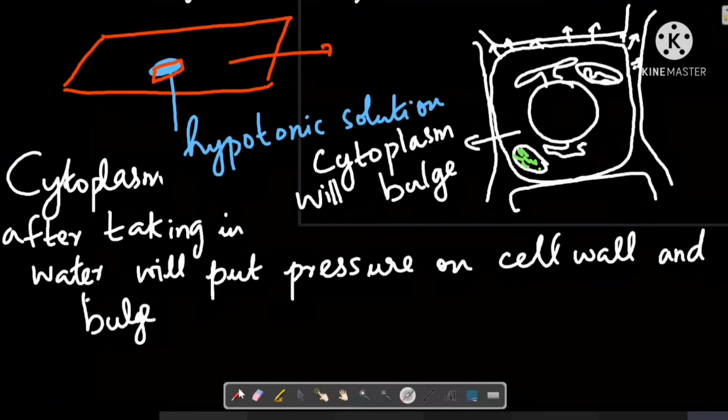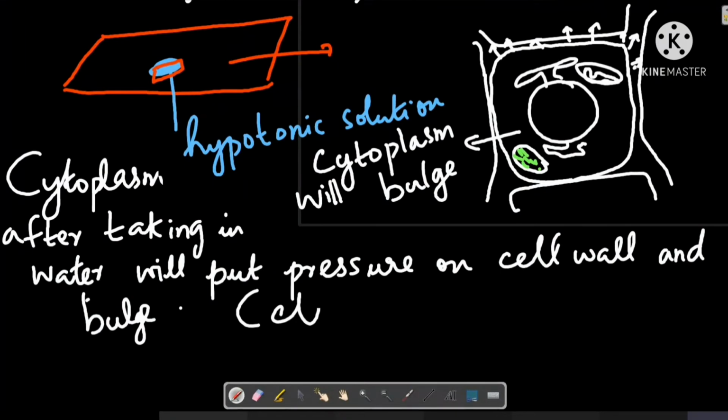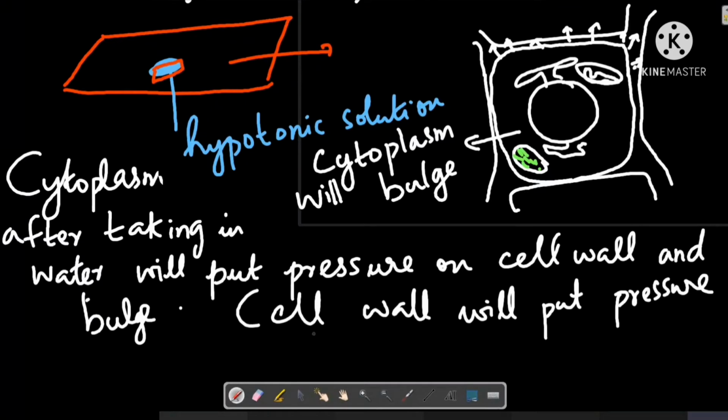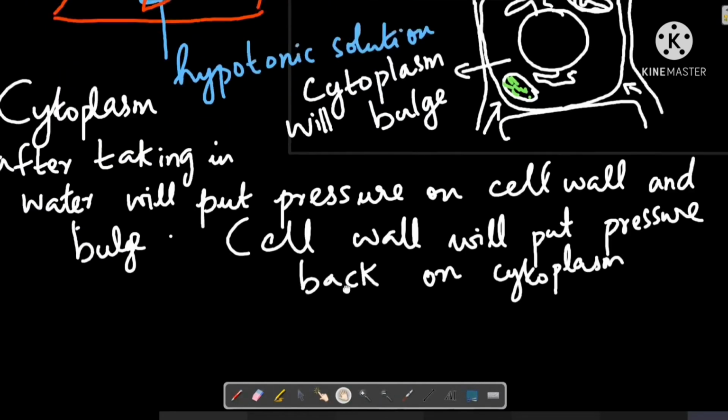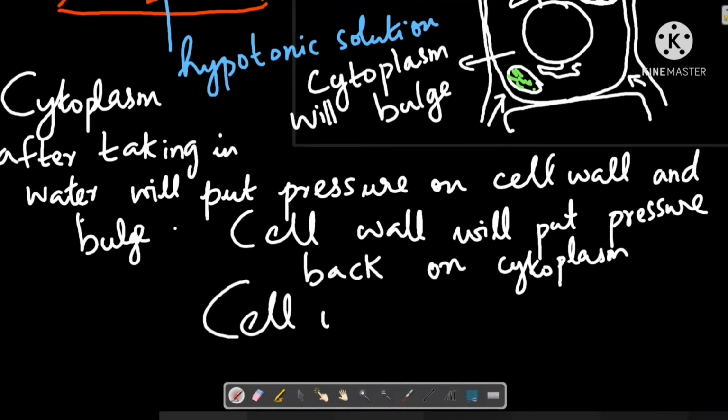But what happens to the cell wall? The cell wall will put pressure back on the cytoplasm. Since the cell wall is also putting pressure back, the cell will not burst. Because of this reason, the cell will remain the same. Like a balloon, it will not burst. So this is what happens in the plant cell.